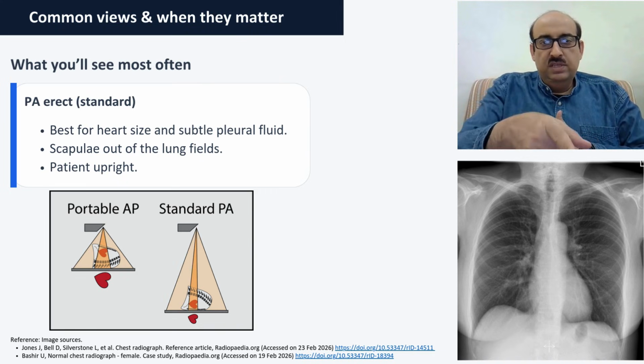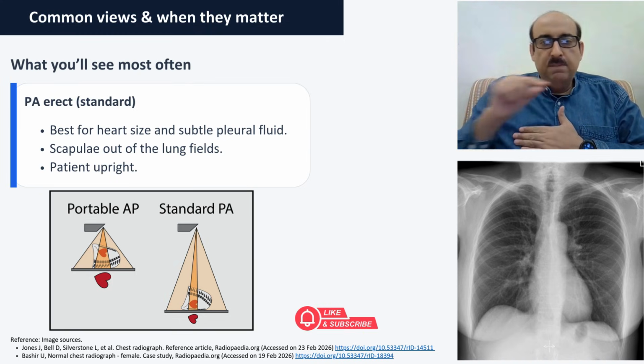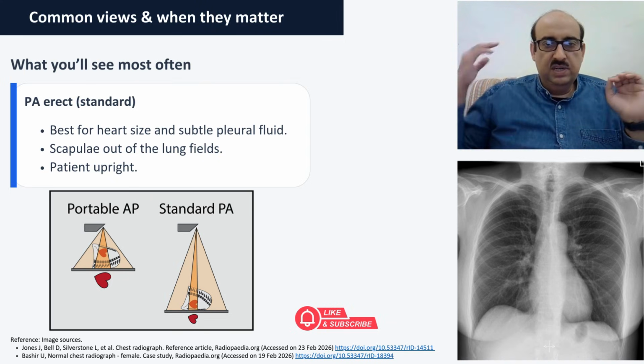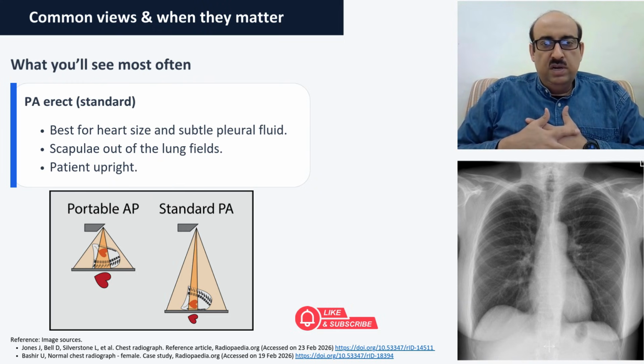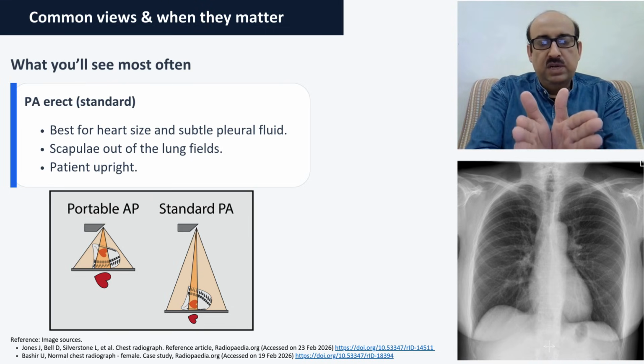So if you look at the figure at the bottom, so close to the heart, the gray bar is the physical film. Okay, so the radiations are at the back. So that is posterior anterior. Because the film is so close to the heart, the magnification is not that big. So that's why the heart looks more accurate in its size.